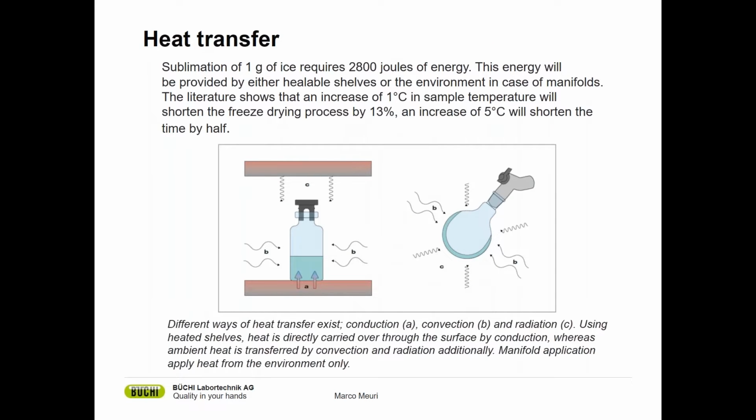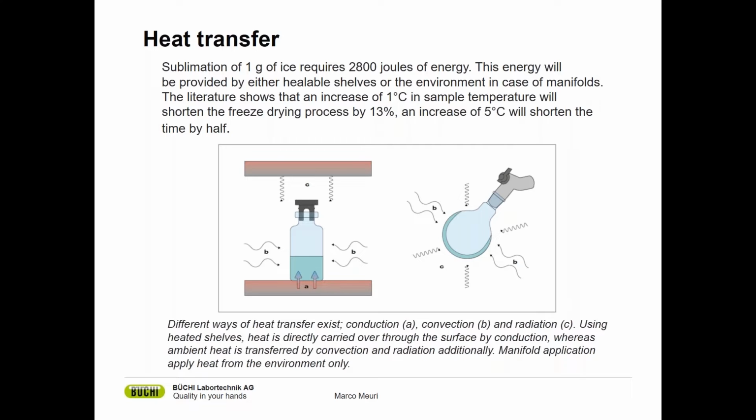As I mentioned, the freeze drying process consumes quite a bit of energy. It takes about 2,800 joules to sublimate 1 gram of ice. This energy can be provided in different ways. In the picture, we see two ways of how we can present a sample to a freeze dryer. First, and very often used, is the freeze drying vial on a heatable shelf.